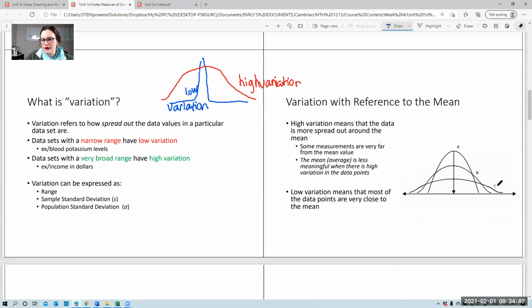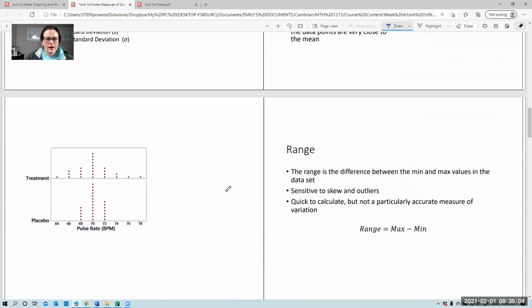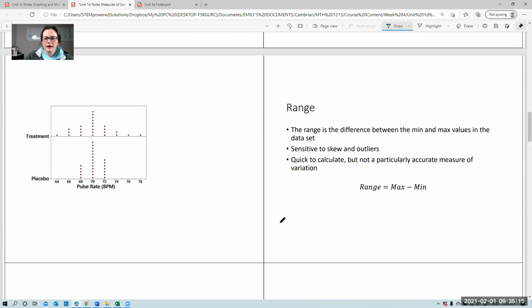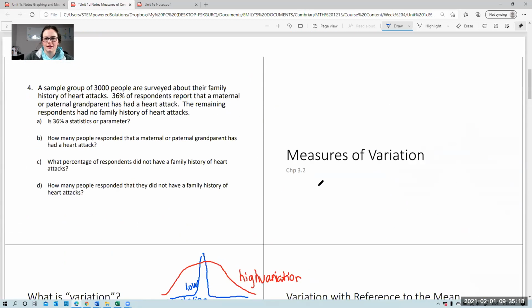So C has the most variation, B has the next most variation, and A has the least variation because more of the data points are closer to the mean, being the absolute center of these normal distribution graphs A, B, and C. Low variation means that most of the data points are very close to the mean, as they are in A. Here we have a treatment with high variation, and next we have a placebo, and the placebo has lower variation. So that has to do with variation.